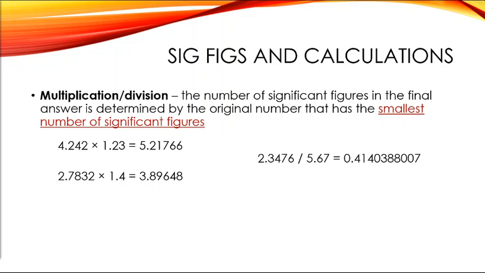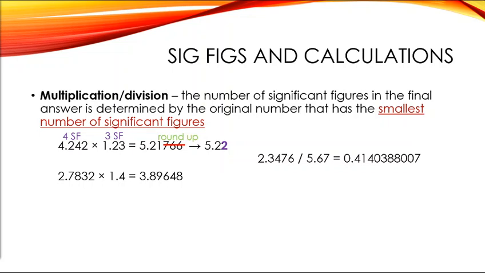What I mean by that is you need to figure out the number of significant figures in both of your values, and the smallest number of significant figures is what you have to round your final answer to. So if you look at this first example of our 4.242 times 1.23, 4.242 has 4 significant figures in it, and your 1.23 has 3 significant figures. In this case, your final answer needs to be rounded to 3 significant figures. And so our 5.21766 is going to be rounded up to 5.22.